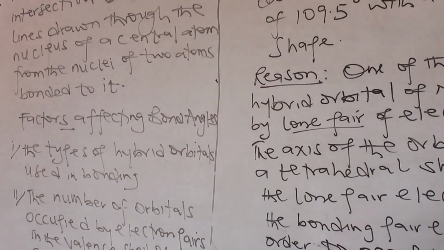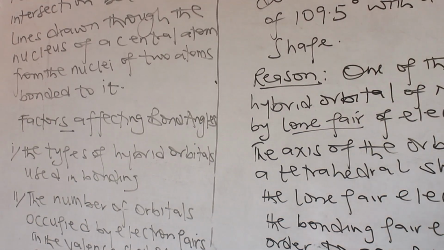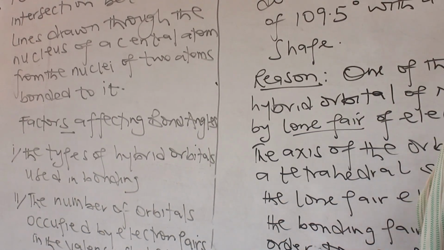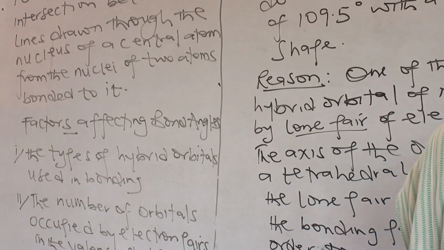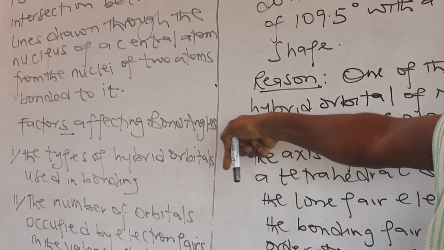The type of hybrid orbitals used in bonding. Yes. So if you are using sp3, you have 109.5 degrees. If you are using sp, you have 180. If you are using sp2, you are going to get what? 120 degrees. So the type of hybrid orbital you are using affects the bond angle.